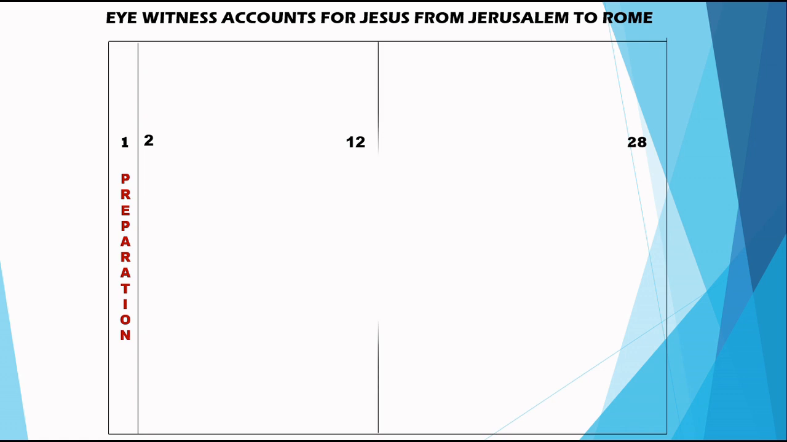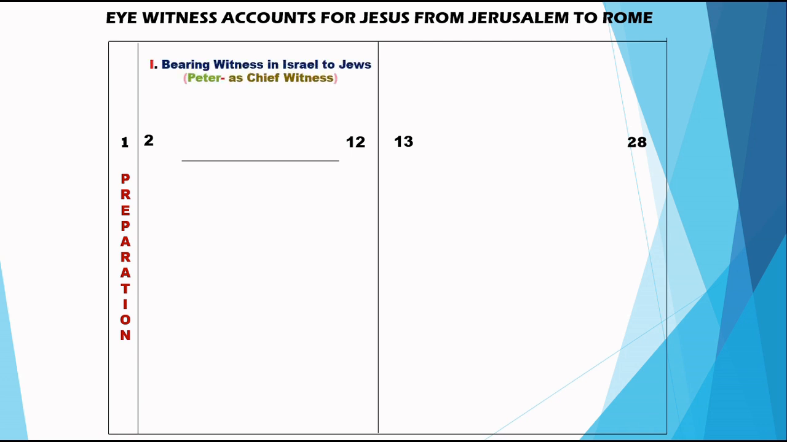Now, I also observe that between chapter 12 and chapter 13, there is a shift of emphasis, and that is that chapters 2 to 12 are mainly focused on the bearing of witness in Jerusalem to Jews and Peter as the chief witness. So this is what I mean by eyewitnesses. You see that Peter, his name keeps recurring in these chapters 2 to 12. His name is so dominant over other names of witnesses.